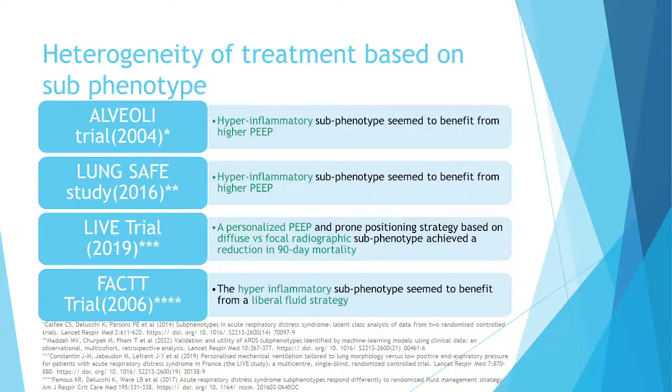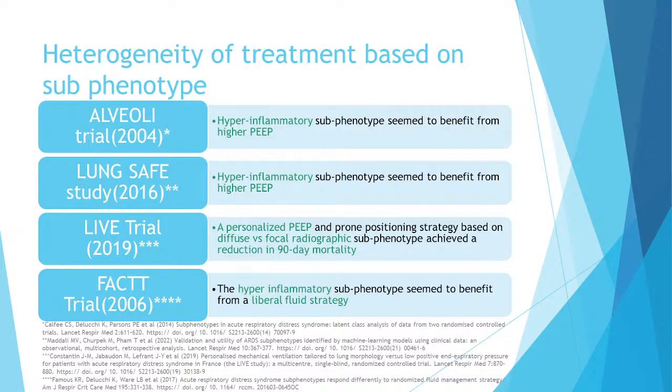And in the FACTT trial, so what is the usual fluid strategy that we adopt for ARDS? We try to go with a conservative approach because what? It is a pulmonary edema. You don't want to increase the pulmonary edema by further other etiologies. But in the FACTT trial, it showed that the hyperinflammatory subphenotype seemed to benefit from a liberal fluid strategy.